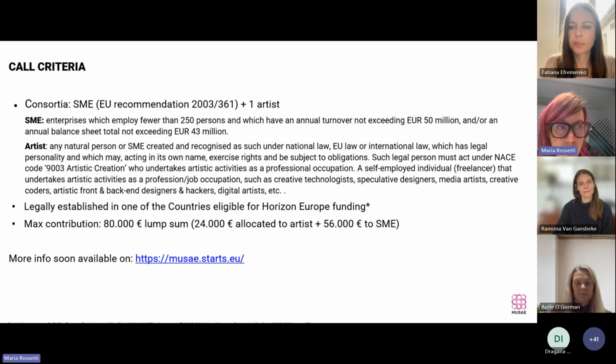From a geographical point of view, both SMEs and artists must be legally established in one of the countries eligible for Horizon Europe, including also associated countries, and the maximum contribution allowed is 80,000 euros per consortium, of which a maximum of 24,000 should be allocated to artists and 56,000 allocated to SMEs.